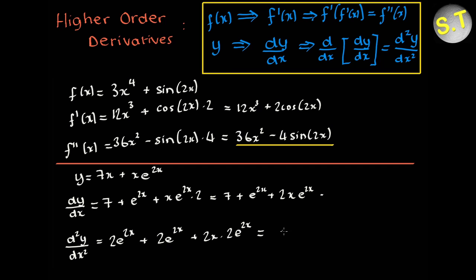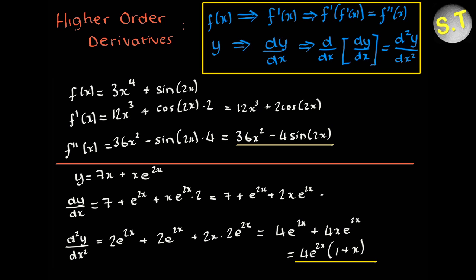So we're left with 4 e to the 2x plus 4x e to the 2x, which can be simplified by pulling out a 4 e to the 2x term, times 1 plus x. So there we found the second derivative of a more difficult function.